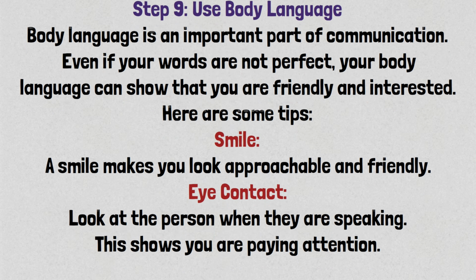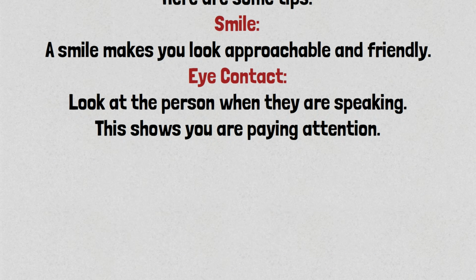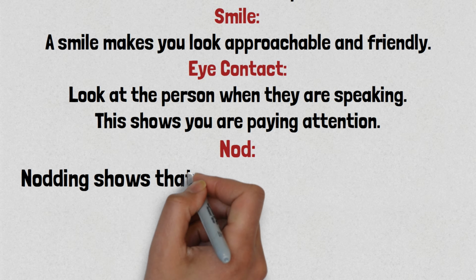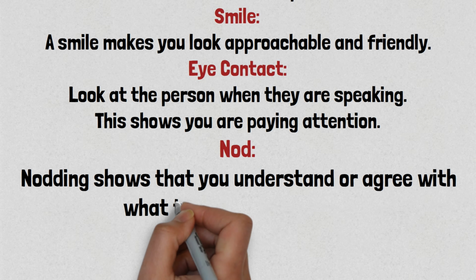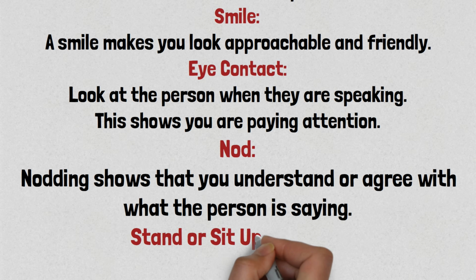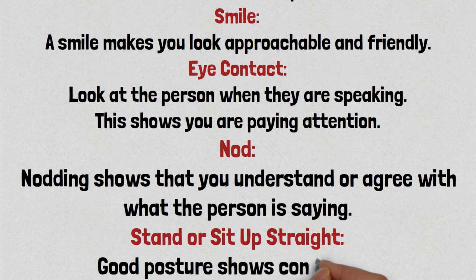Eye contact. Look at the person when they are speaking. This shows you are paying attention. Nodding shows that you understand or agree with what the person is saying. Stand or sit up straight. Good posture shows confidence.